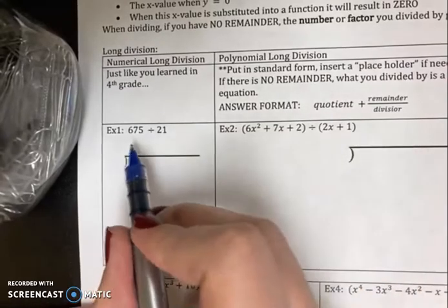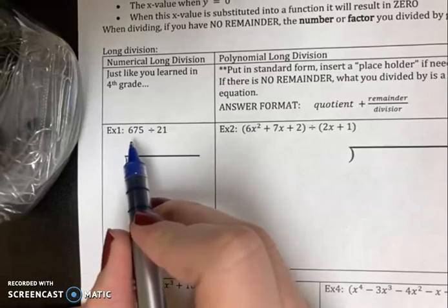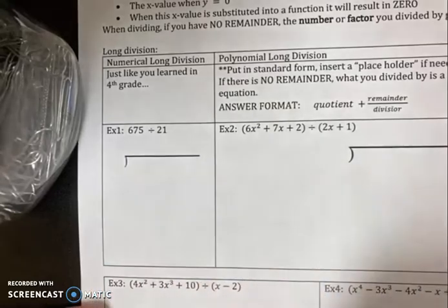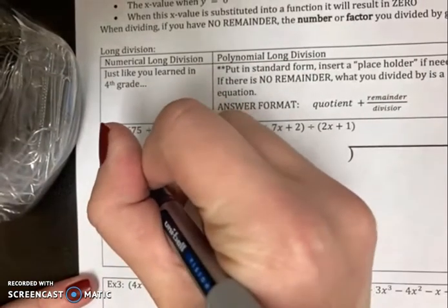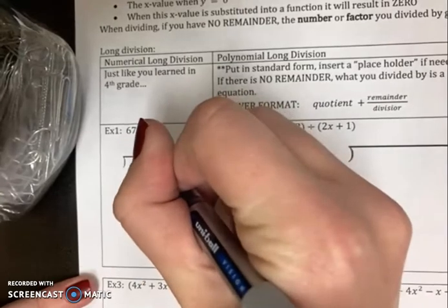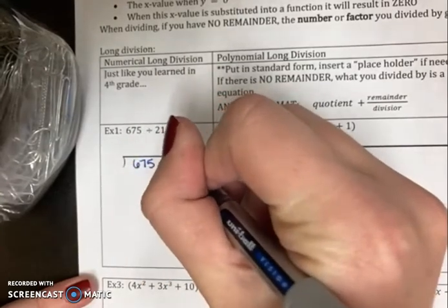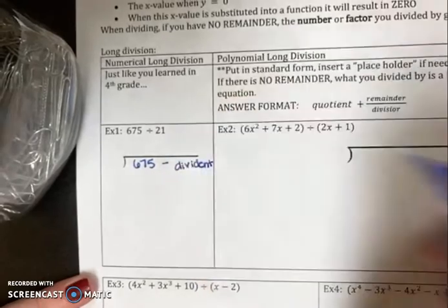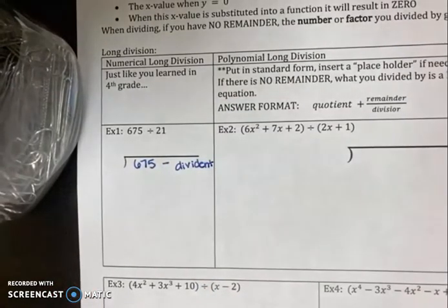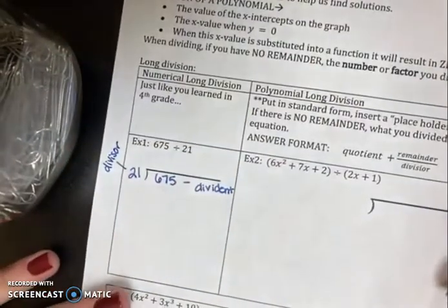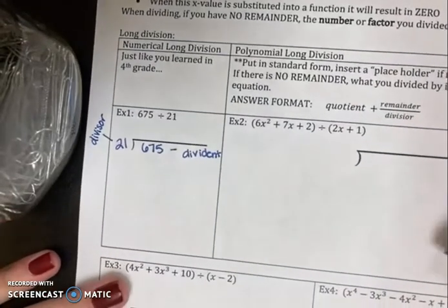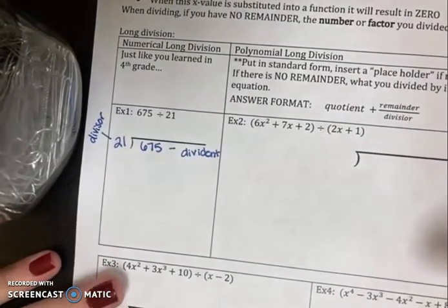When we're setting up a division problem, the number that we are dividing, so this is called the dividend, would go right here. So we have 675. Again, the term for this is our dividend. And the number that we are dividing by is called the divisor, and that would go on the outside. So 21 is our divisor. And we would like to divide or to find the quotient.